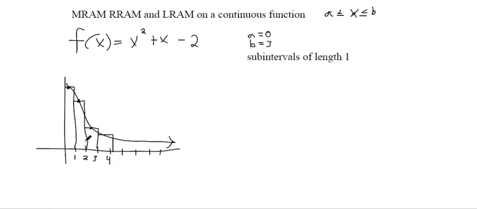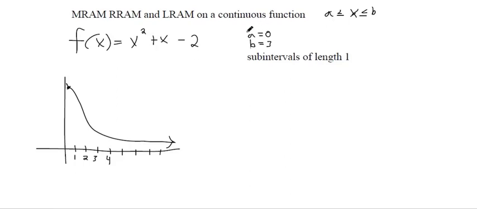Computers do this, and when computers do it, they just take really small subintervals because it doesn't take a computer any time to make a calculation, right? It does, but it's so small that it doesn't really matter. So a computer will take a ton of subintervals, just really, really small. Okay, so that's the basic idea. In my other video, we did a discrete function. We're going to do a continuous function for this one.